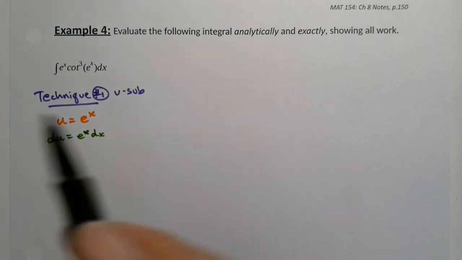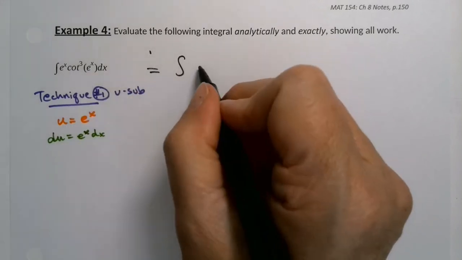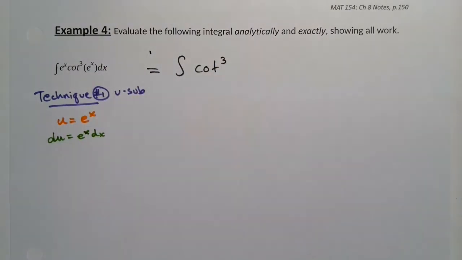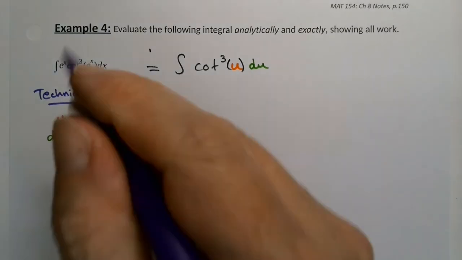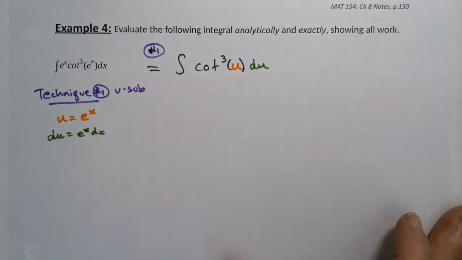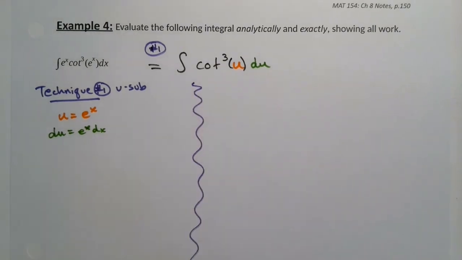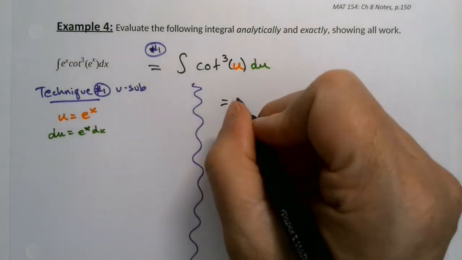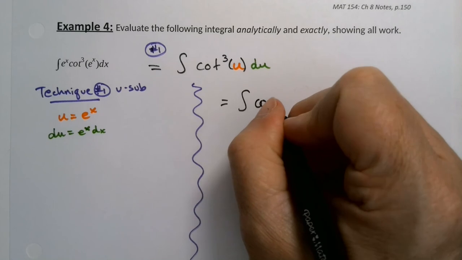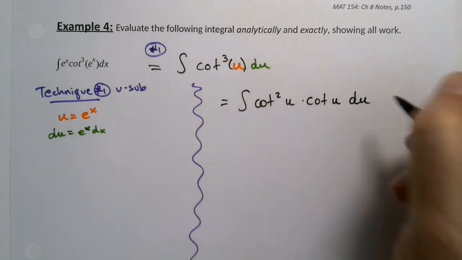So let's write this integral again using technique number one as the cotangent cubed of u du. Like that. Okay, so that was technique number one. Got us to that point. Well, now cotangent cubed, that can be rewritten as cotangent squared of u times cotangent of u du.